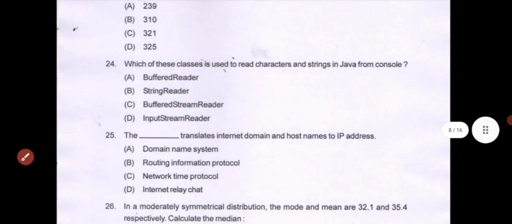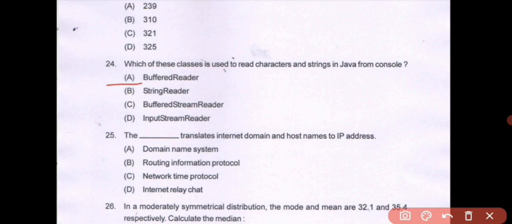Which of these classes is used to read characters and strings in Java from console? Here the correct answer is option A, buffered reader. 25. The dash translates internet domain and host names to IP address. Option A, domain name system, DNS.